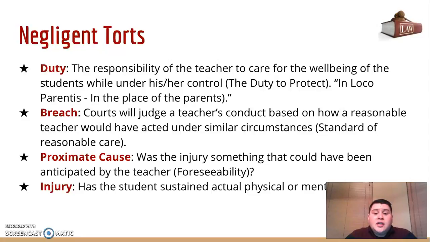As for breach, courts will judge a teacher's conduct based on how reasonably the teacher could have acted under similar circumstances, the standard of reasonable care. And then we have proximate cause: was the injury something that could have been anticipated by the teacher, the foreseeability.